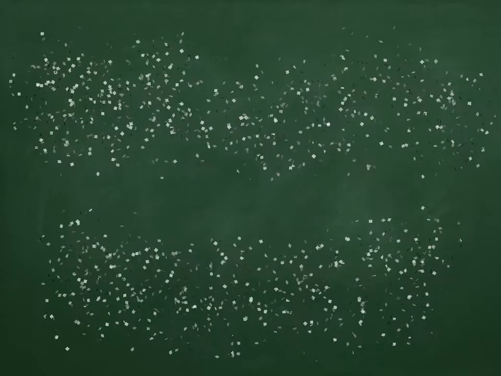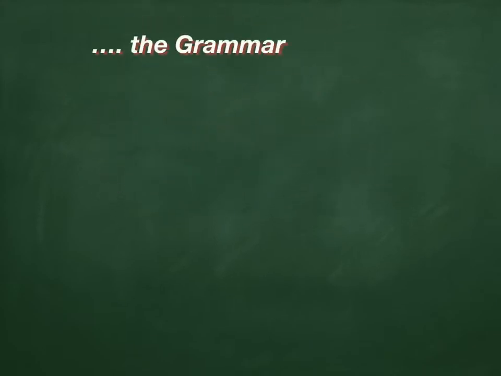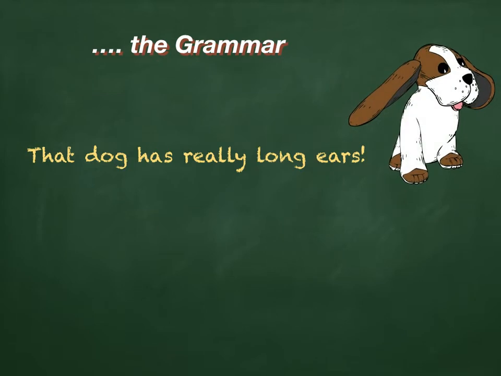Okay, what's next? A short reminder of the grammar. Well, here's the example. That's third person singular. It's one dog, and so you must use has and you must not use have. It's an important point for beautiful English.